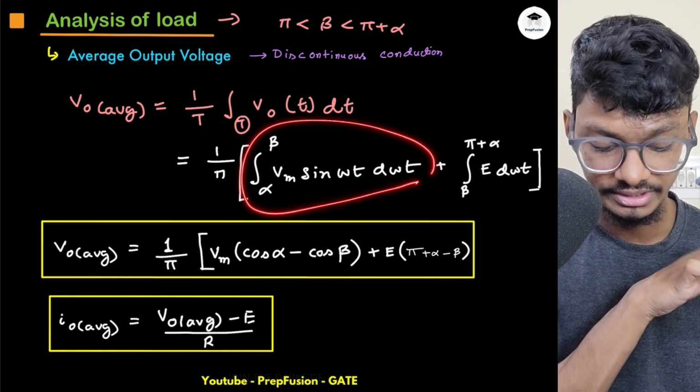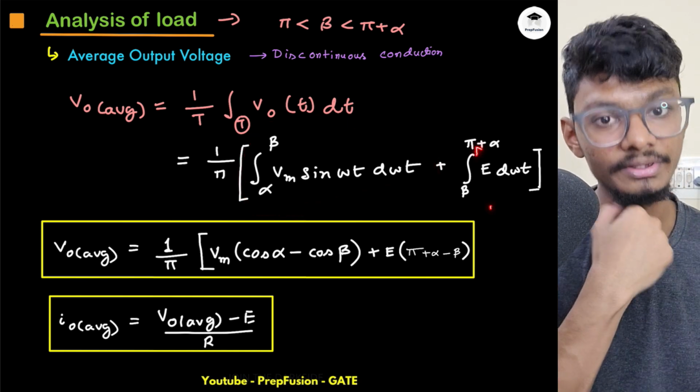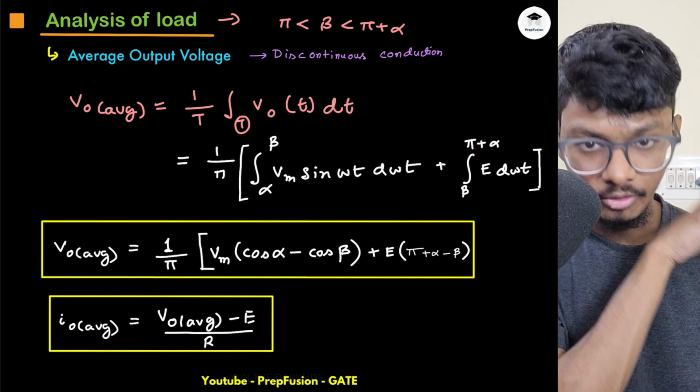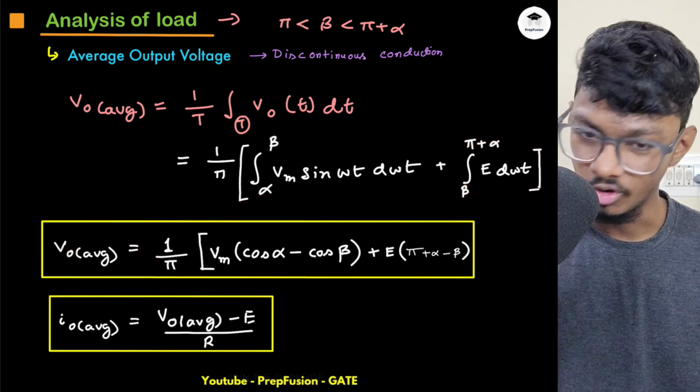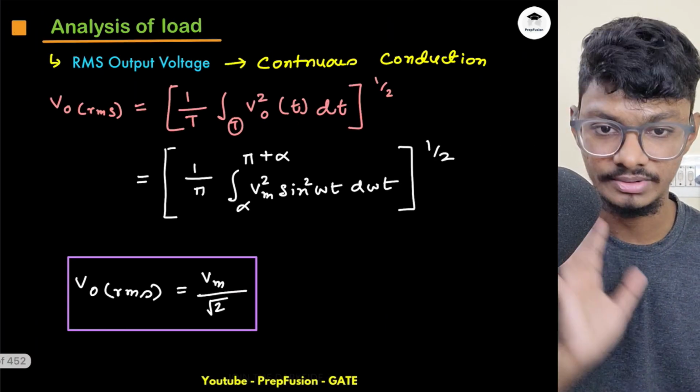So I will integrate from alpha to beta, and from beta to pi plus alpha, what will happen? My thyristors will be off, so output voltage will be simply equal to E. So if we integrate, I will get this formula back. Okay, so all these are self-explanatory. I don't need to explain much here, right?